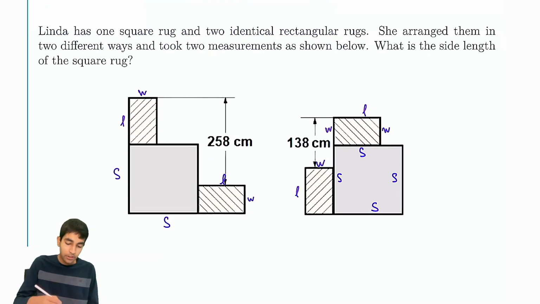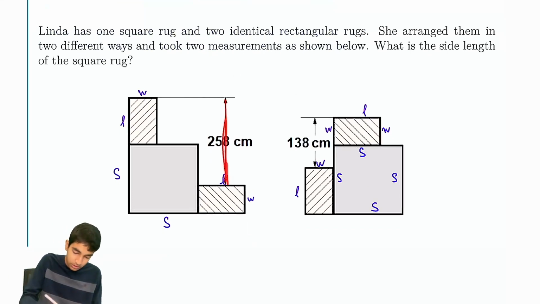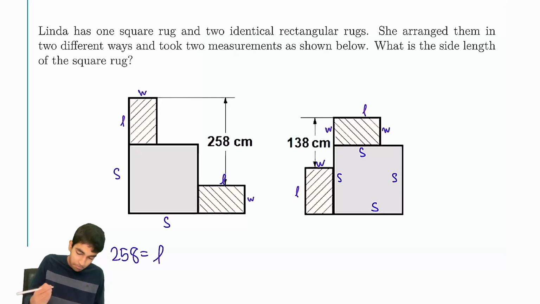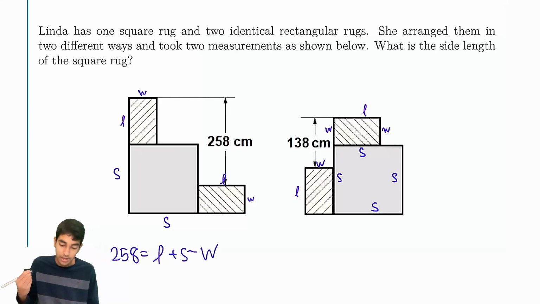Okay, so now let's try to use these conditions to form an equation. So 258 equals length plus this part over here, which is, what is this part equal to? It's equal to S minus W. So L plus S minus W is 258.